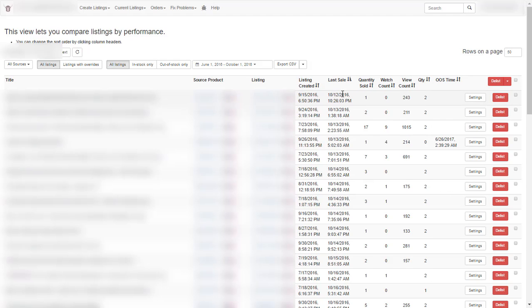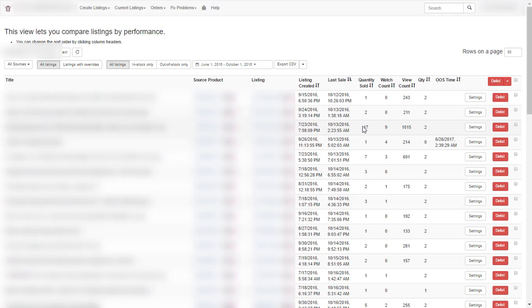This listing over here, it's on the 12th of October. It sold one item, and it was listed on the 15th of September. Then my second oldest sold item is on the 13th of October, and it was listed on the 24th of September. And this is another item that has sold really well.